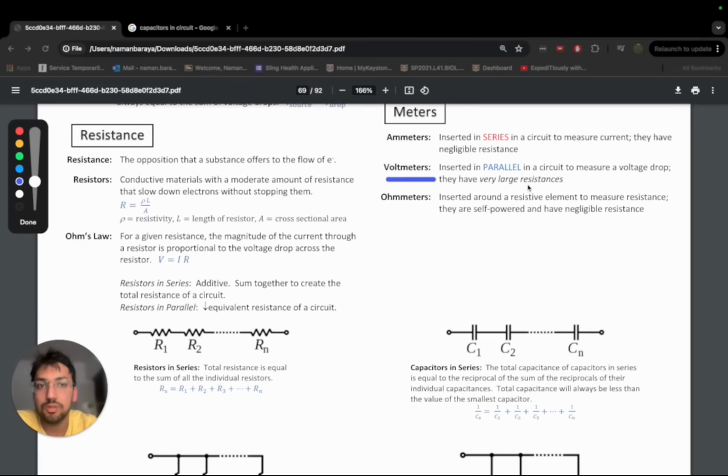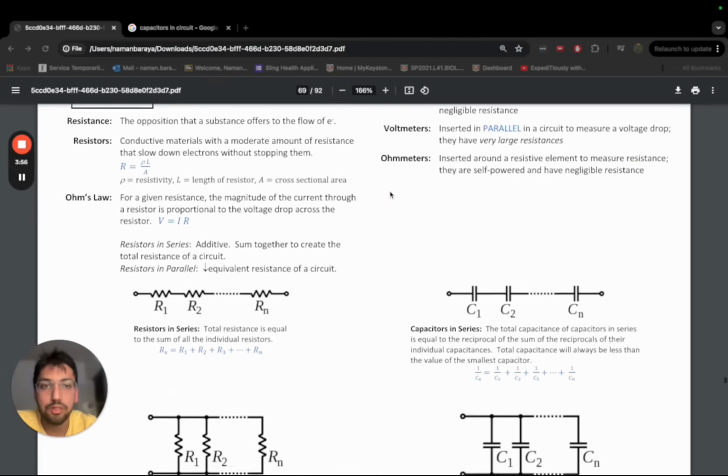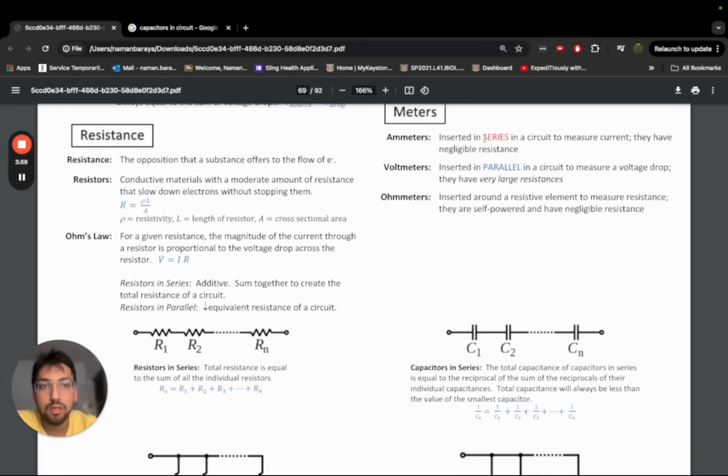Now there's voltmeters. Voltmeters you have to put in parallel, and that helps you measure a voltage drop because they have very large resistance. So remember, when you're going into a junction, this is kind of what's going on with the voltmeter. You basically put the voltmeter right here, and then you can figure out what the voltage drop is across this. That's again because of Ohm's law. So make sure you understand this according to Ohm's law. If you understand Ohm's law, you should understand why this is in parallel and this is in series. And finally, you have the ohmmeter, which you insert around a resistive element, and that measures resistance. So just know those are vocabulary terms, but make sure you actually understand this connection to Ohm's law.